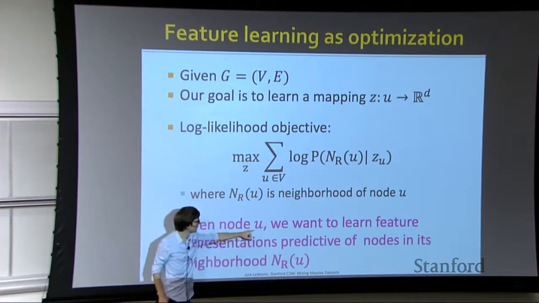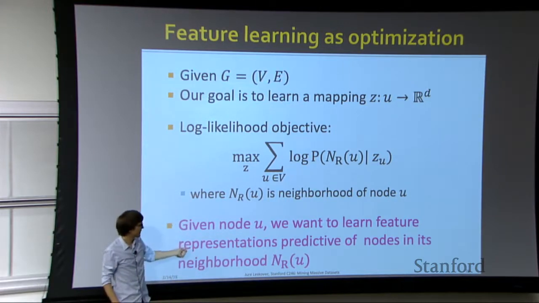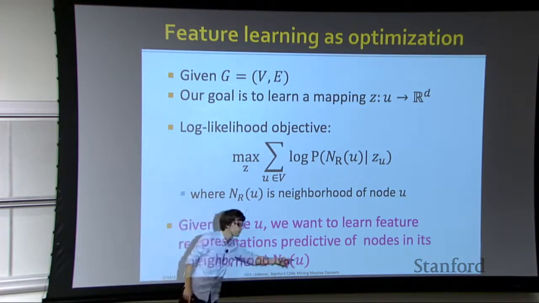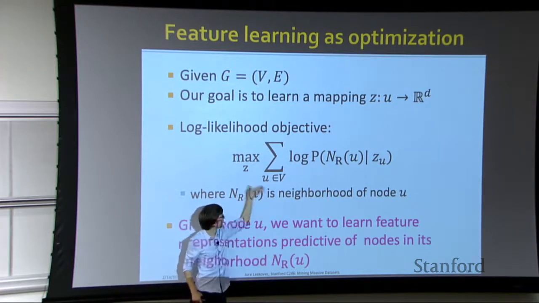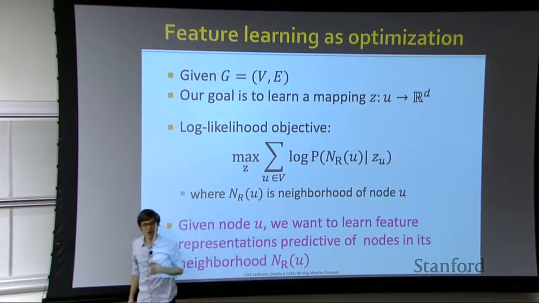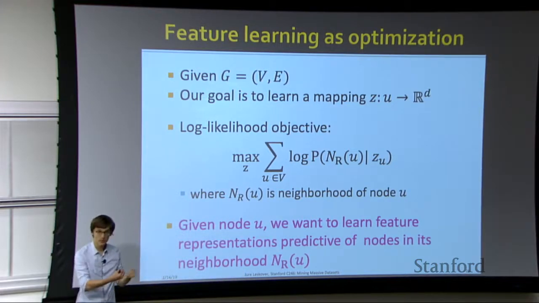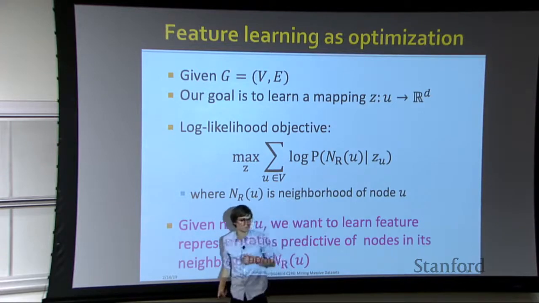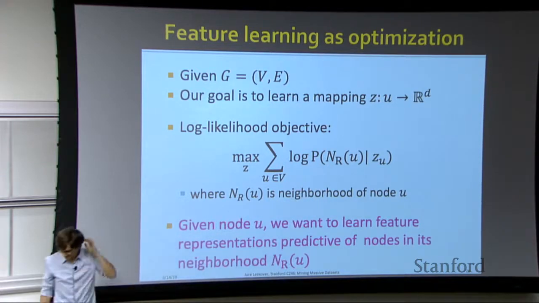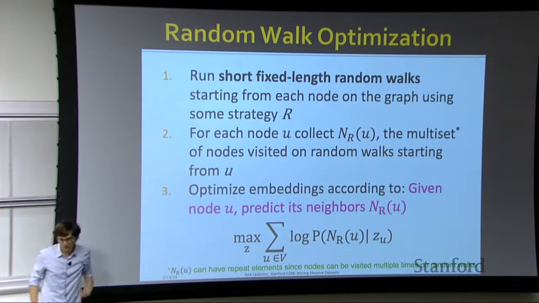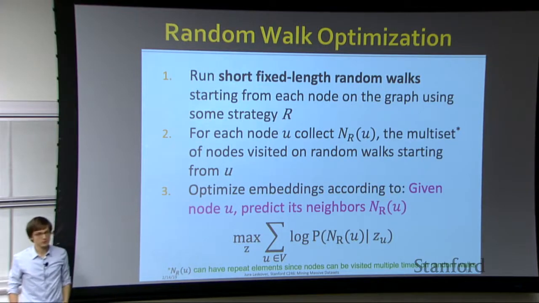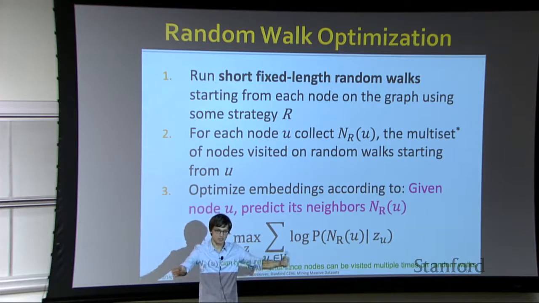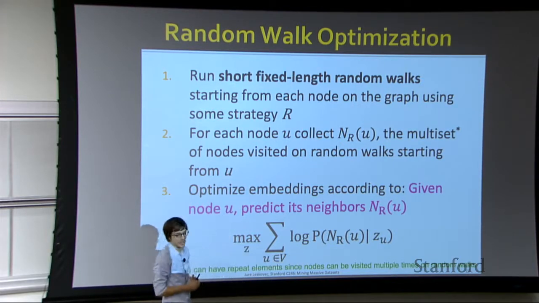Given node U, we want to estimate the feature representation predictive of the nodes in its neighborhood N of U. If we solve this, then we come up with coordinates, and these coordinates will put similar nodes that are neighbors of one another close together. That's the idea. Now, how do we define the neighborhood? I don't want to just look at the immediate neighbors, but I want to expand my view of the network a bit.